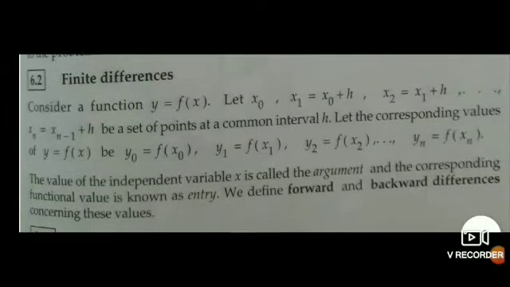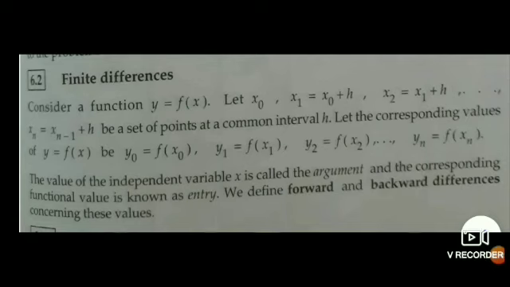Today I am with you to explain finite differences. Consider a function y equal to f of x, which is a discrete valued function. Now let x0, x1, x2, etc. xn be the points where x1 equals x0 plus h and x2 equals x1 plus h, etc. xn equals xn minus 1 plus h. That means all x values are equally placed. The difference between adjacent x values is the same.